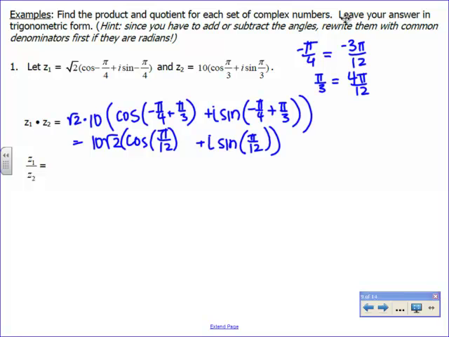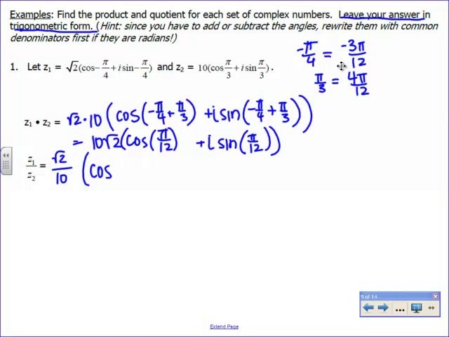We would have the option of actually distributing and multiplying this together to come up with a standard form. However, our directions have asked us to leave it in trig form, so once we get to this place, we are done. Then we divide by dividing our r's. You have to be very careful of division because multiplication order doesn't matter, but division it does. So if z1's on top, r1 goes on top. Square root of 2 over 10. Cosine, this time we're subtracting our angles, theta 1 minus theta 2.